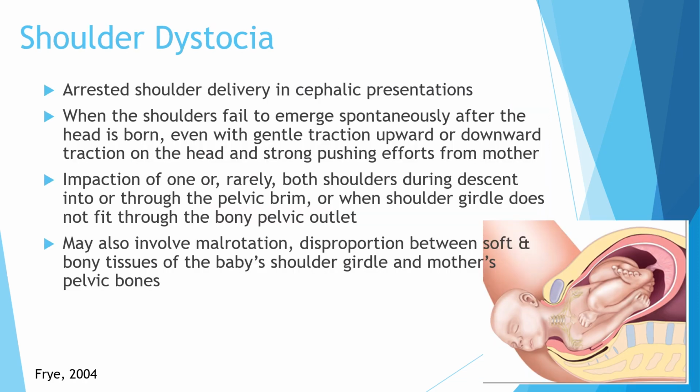Shoulder dystocia is the arrest of the shoulders during delivery. The head is out, but now the shoulders are stuck. There's different ways the shoulders can get stuck, so we'll talk about that a little bit more along the way. The shoulders fail to emerge spontaneously after the head is born, and that's more of a medical definition.